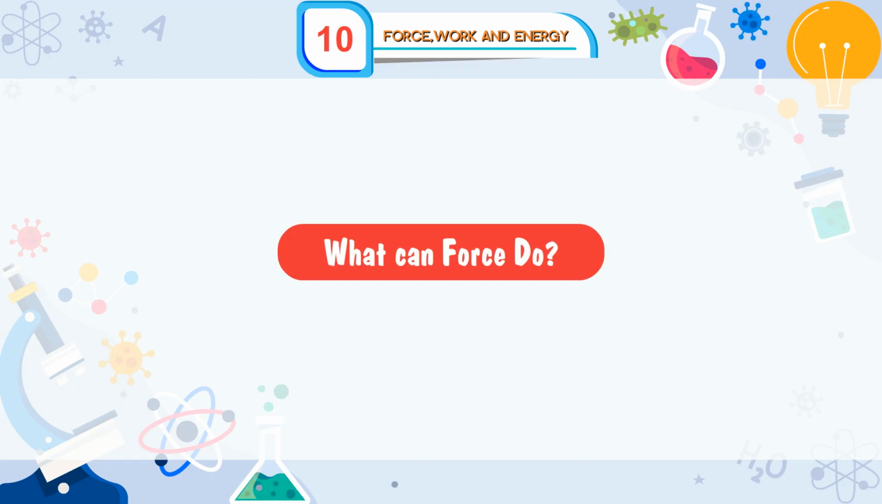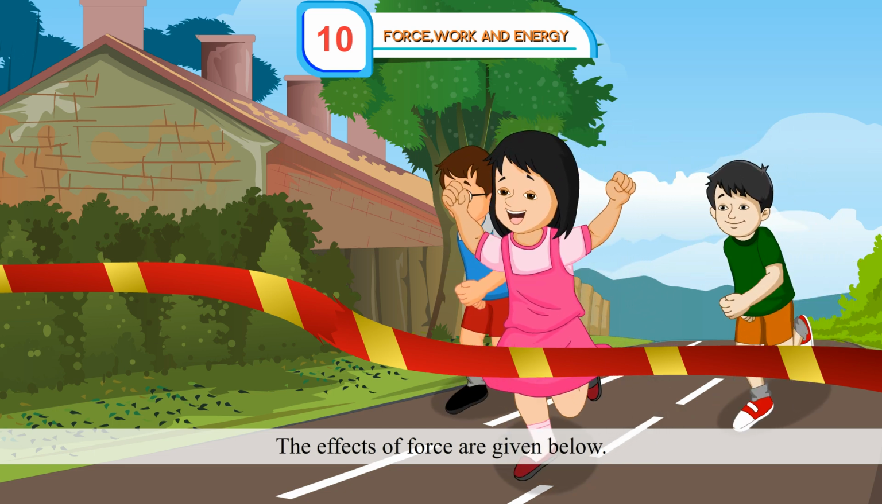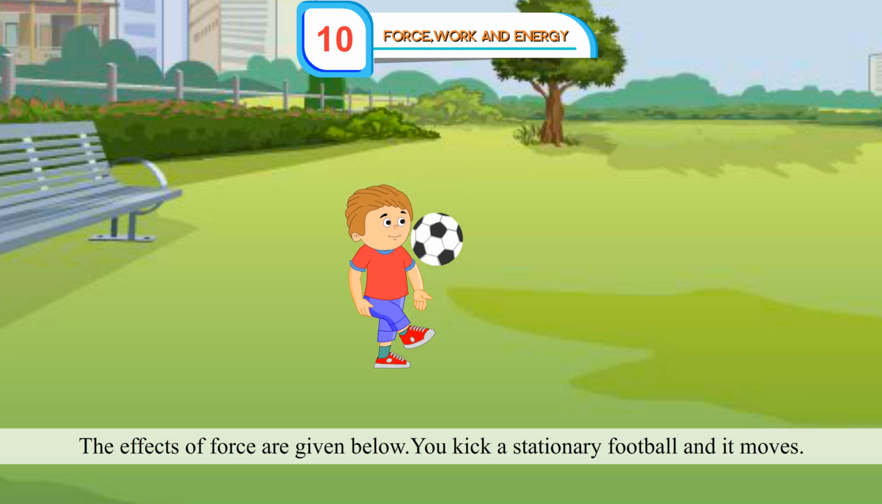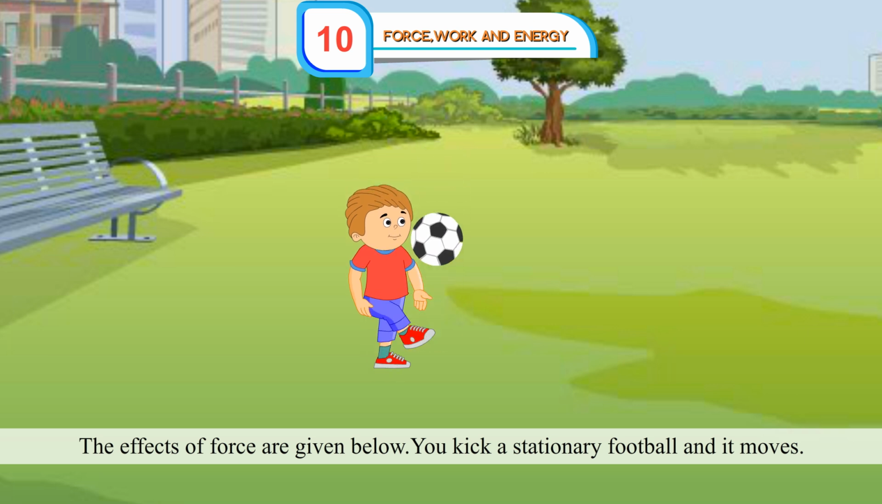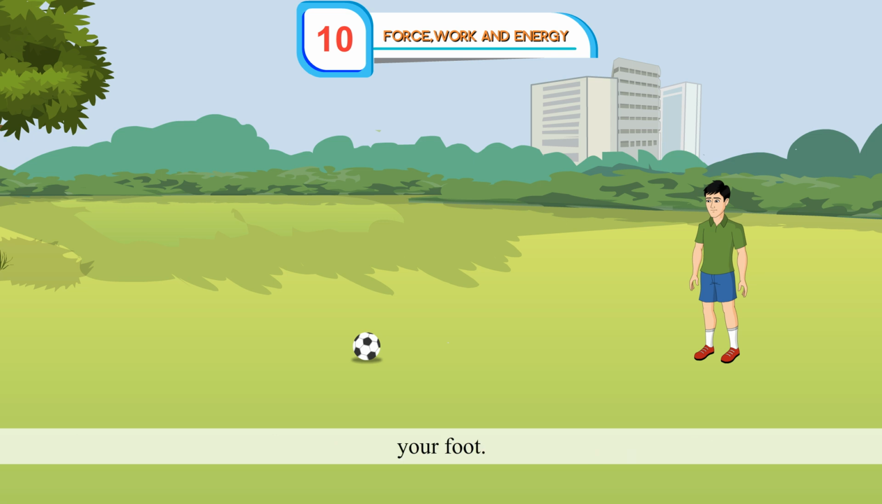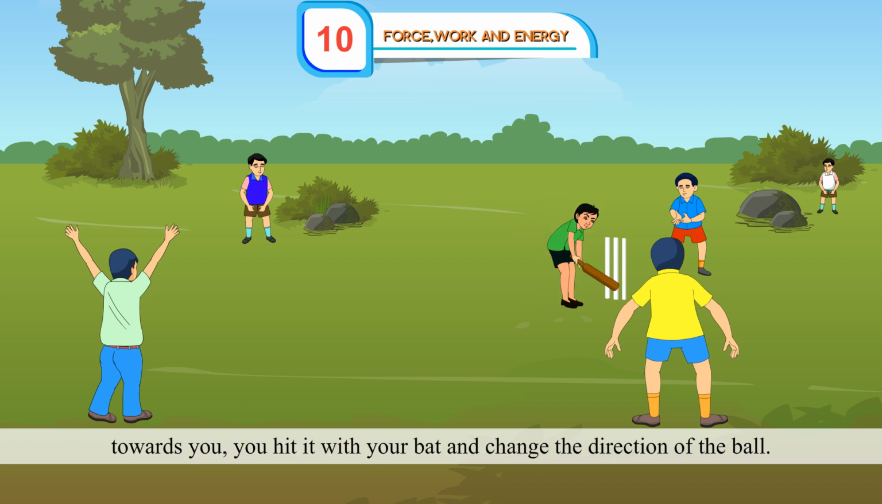What can force do? The different things force can do are called the effects of force. The effects of force are given below. A force can make a stationary object move. You kick a stationary football, and it moves. A force can stop a moving object. You stop a moving football by applying force with your foot. A force can change the direction of a moving object.